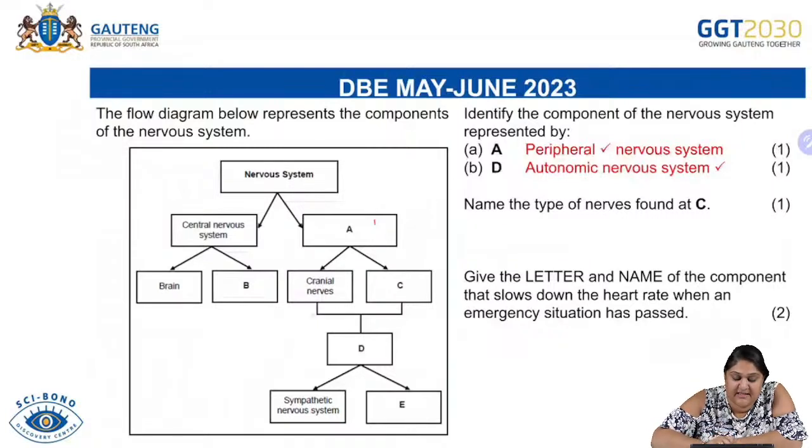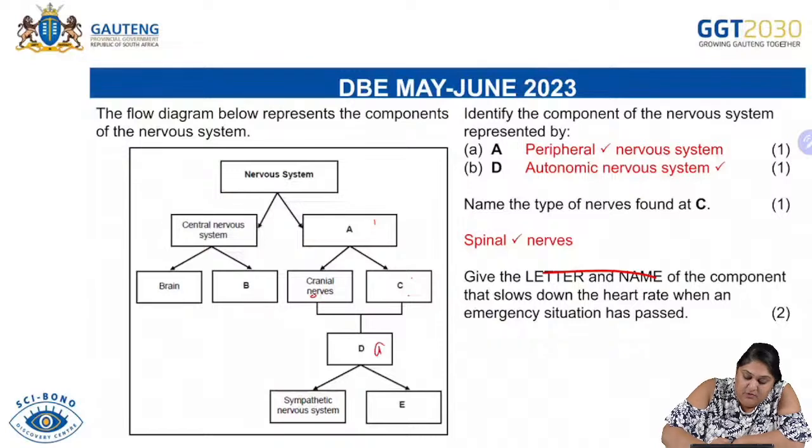Then we've got D. What do they want to know what D is? This is your autonomic nervous system, because here we've got cranial nerves, and then we said that these ones are your spinal nerves, right? Your cranial nerves and your spinal nerves. So this one has to be autonomic. Okay, because you have your cranial nerves and your spinal nerves that are going to form the autonomic system, and then you're going to have sympathetic and you're going to have parasympathetic.